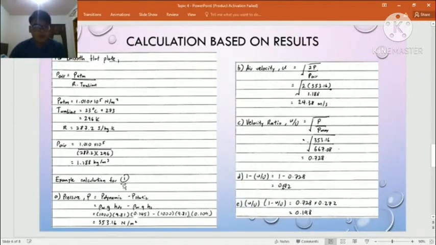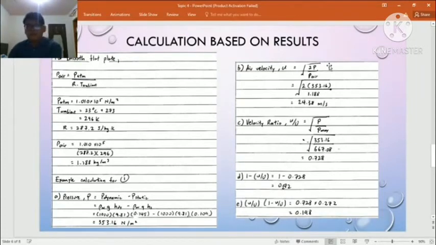So now we will calculate the pressure first, which is the dynamic pressure minus static pressure. We can convert the pressure into rho g h, substitute all the numbers inside, and we will get the answer of 353.16 Newton per meter square. And then we need to find the air velocity with the formula of square root 2p over air density. Substitute the value inside, and we will get 24.38 meter per second.